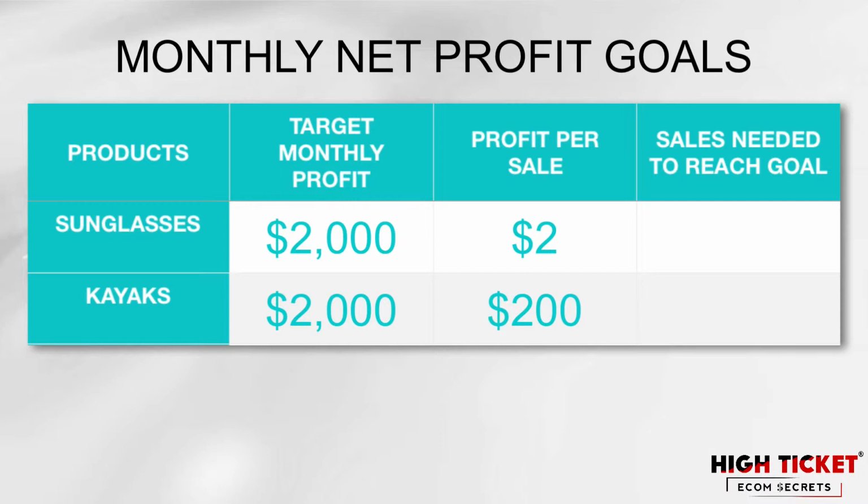For the person with the sunglasses, they need to sell 1,000 pairs of sunglasses to make $2,000 net per month. The person with the kayaks, they only need to sell 10. Now the whole concept of needing this gigantic market to sell your product doesn't seem like much of an issue anymore, does it? The person with the kayaks only needs to sell 10 products in an entire month to make $2,000. The person with the sunglasses needs to sell 1,000 pairs of sunglasses. And above that, think about the amount of customer service between these two. Do you think there's going to be more customer service for 10 orders or more customer service for 1,000 orders? I think you know the answer to that one.